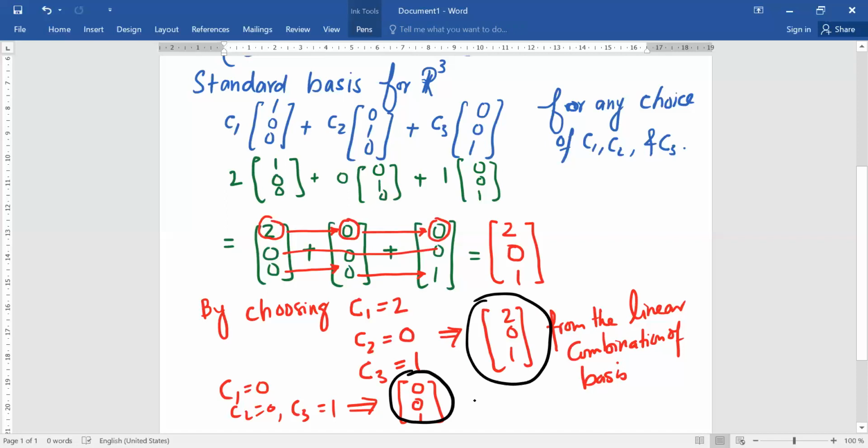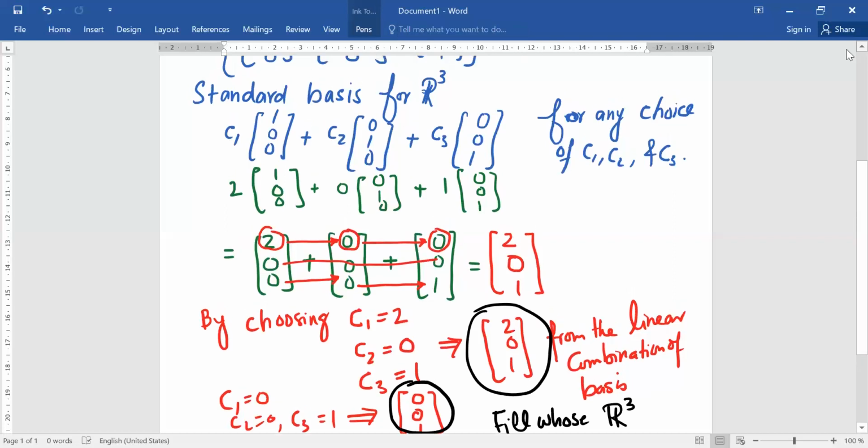So I can fill the whole three-dimensional space. I can fill the whole R cube. Okay. But now I want to hit another point.